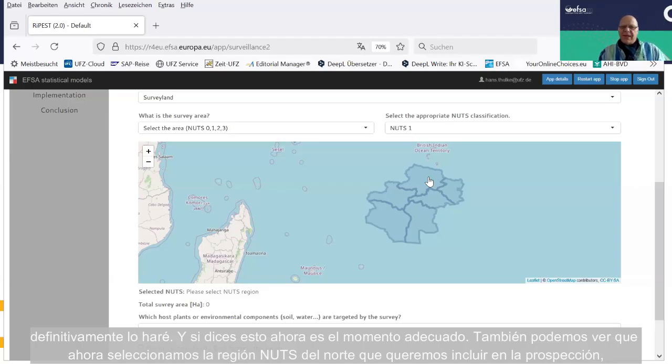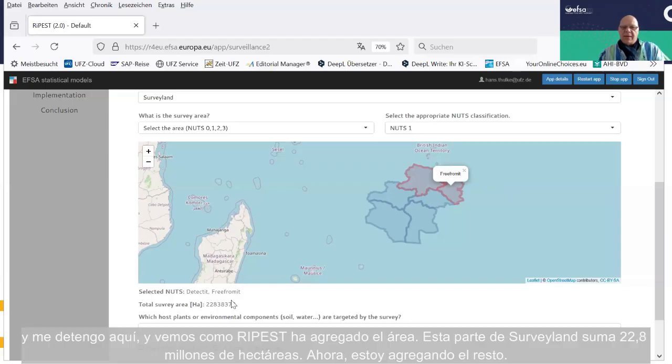And if you say this now, at the right moment, we can also look at it as we now select the NUTS 1 regions that we want to include in the survey. And I'm stopping here after the 2 northern ones that you just mentioned. And we see here how Ripest is adding the area. So this part of Surveyland adds up to 22.8 million hectares.